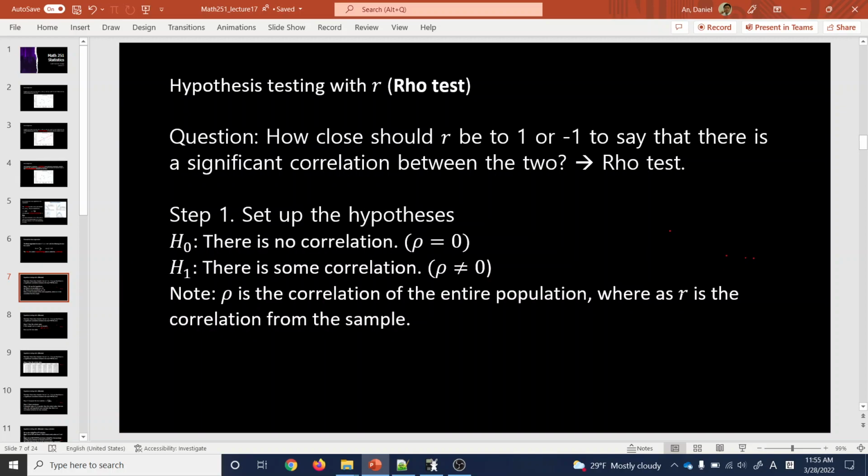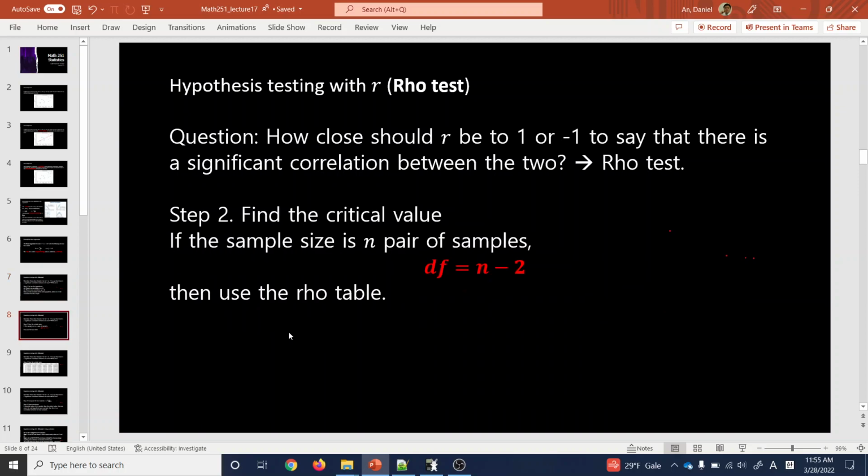And of course, if R is significantly close to 1 or -1, then we would reject the null hypothesis. But the question is, how significant should it be? How large should it be, right? Okay, so that's step 1. Now, step 2, what's step 2? Do you remember the step 2 of 4-step hypothesis testing? Yes? Critical value, yes. You have to find the critical value.